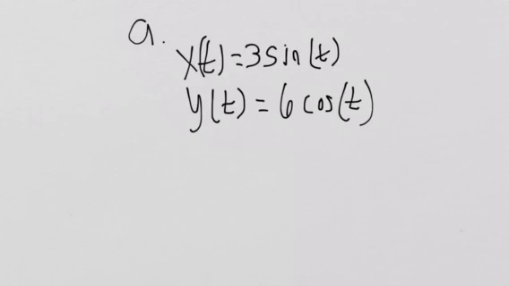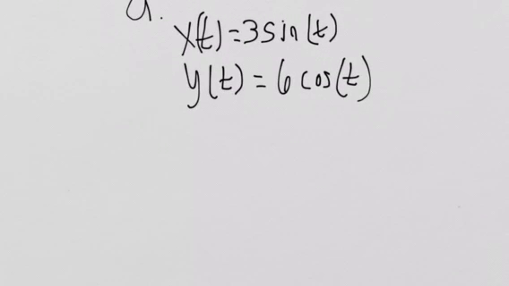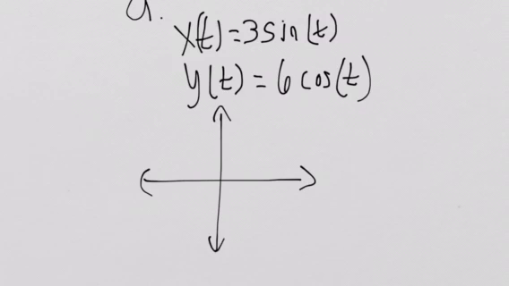Okay, we have x defined as 3 sine t and y defined as 6 cosine t. And we are hoping to sketch a graph of this. So let's draw our coordinate plane here. We have our x and our y. Now notice x is 3 sine t.